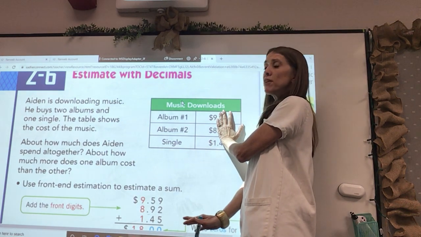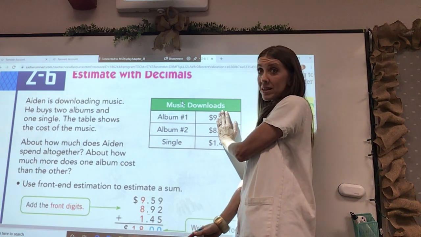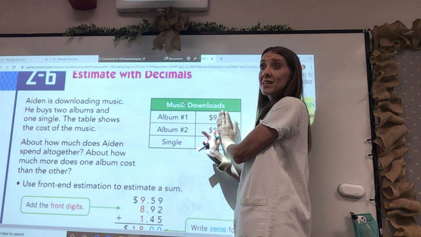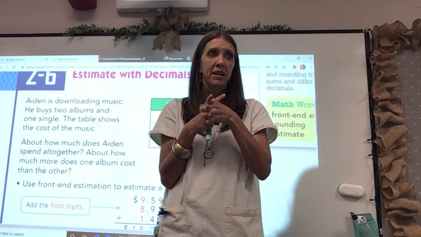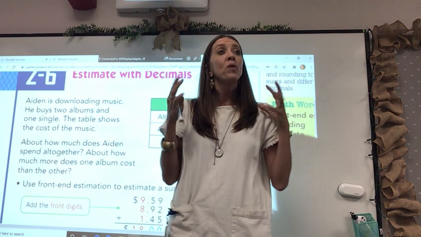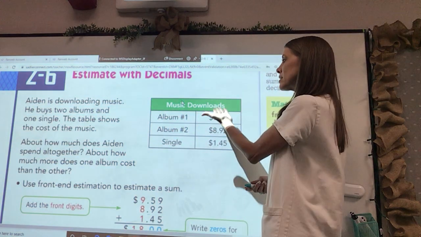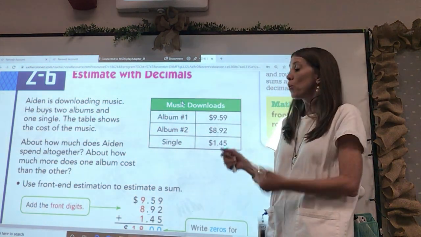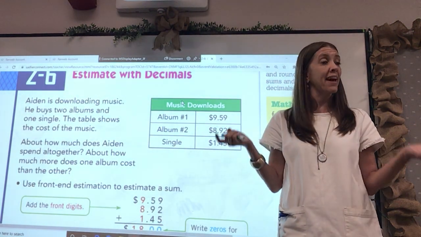All right, that's very, very loose because what if this is $9.99? We should know how to round it to $10 and not round it down to 9. Front end estimation is just really a loose estimate, an easy, quick one. We know how to round, so we're going to use rounding. So when it says, what is his total price? We're going to just simply round each one of these to the nearest dollar and add it up.